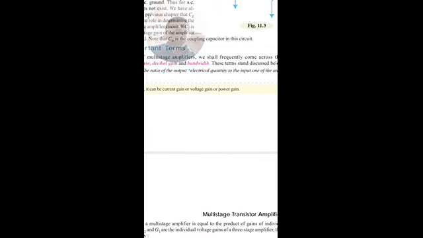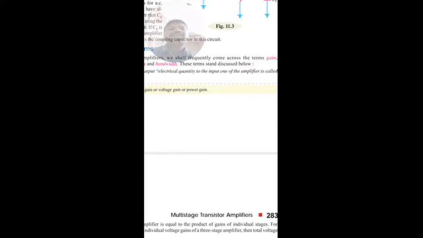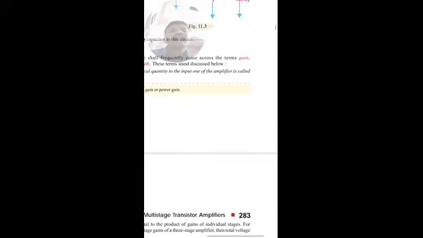Here the gain is the ratio of output electrical quantity to the input. The ratio of output to the input of the amplifier is called gain. So the gain may be a voltage gain, current gain or a power gain. Voltage gain is the ratio of output voltage to the input voltage. Current gain is the ratio of output current to the input current, and power gain is nothing but the output power to the input power of an amplifier.